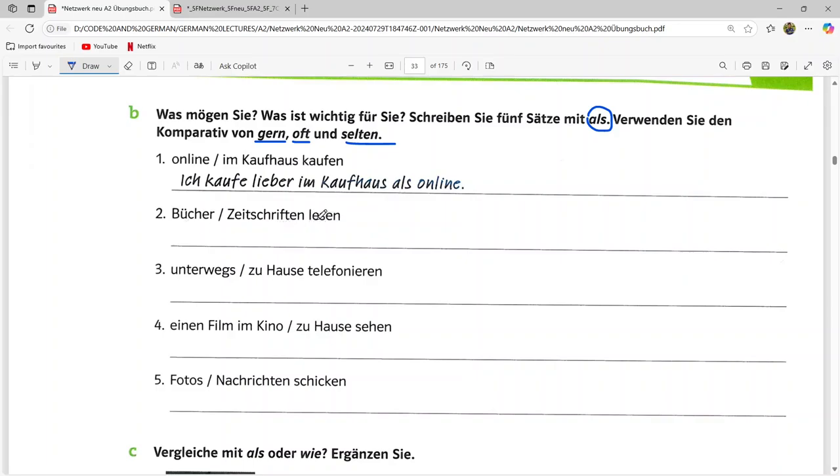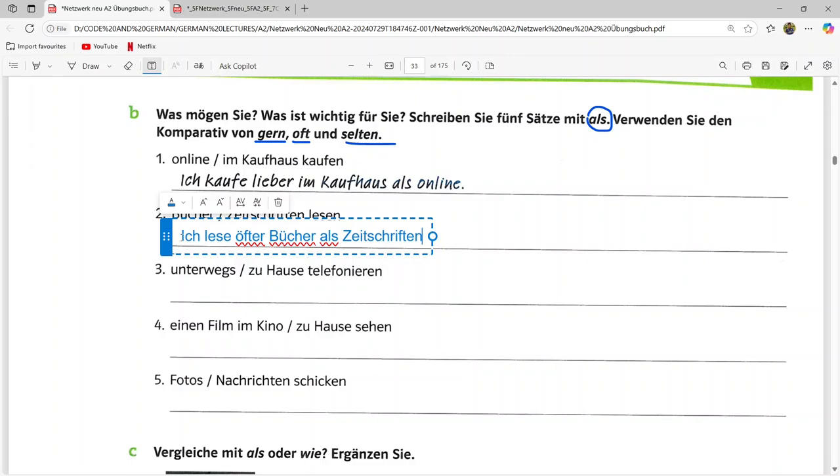Next one is lesen. The verb is lesen, to read. So which two will we compare? Bücher, Zeitschriften. So book and magazine. So which one do you like? Okay, so we can use oft here. Let us write the sentence: ich, and then the verb. Ich lese öfter Bücher als Zeitschriften. I read books more often than magazines.